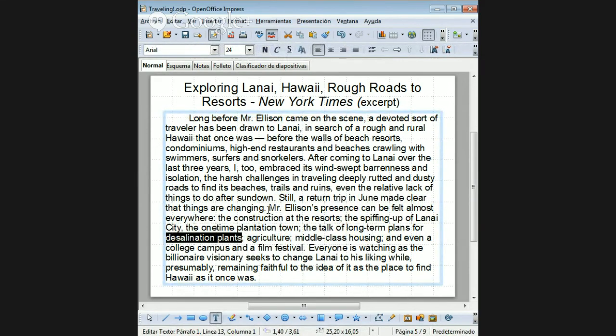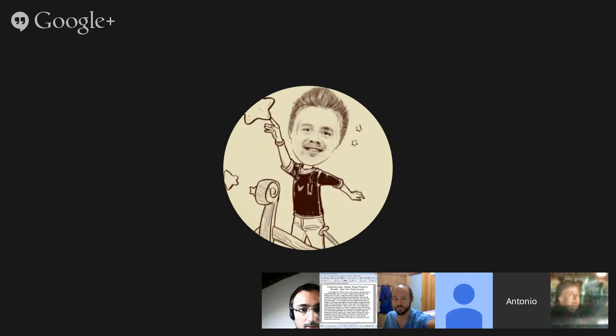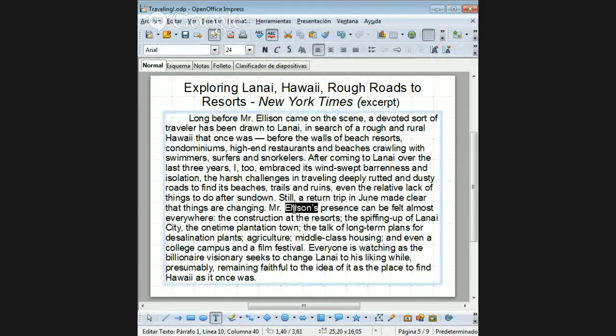Okay, does anybody have any questions about these sentences? Is Ellison a company to develop this area or something? Okay, Mr. Ellison. So this is possessive. Mr. Ellison is just a person. He's just a really rich person. And he's the one who's purchased the island, and I think he's trying to develop it. I see. Good question. Any other questions?